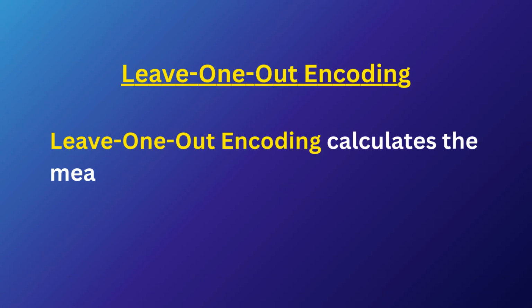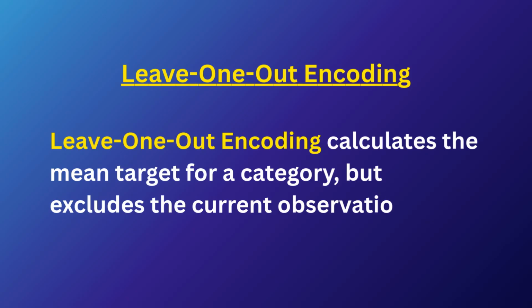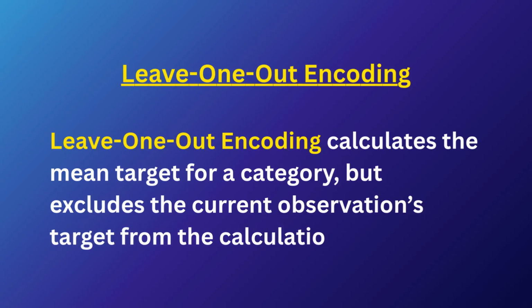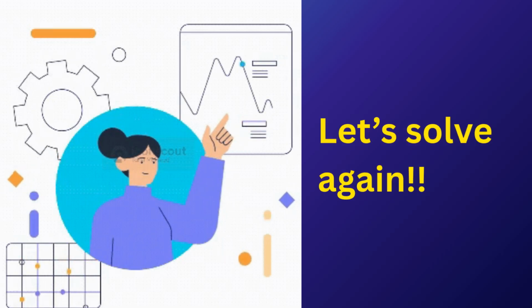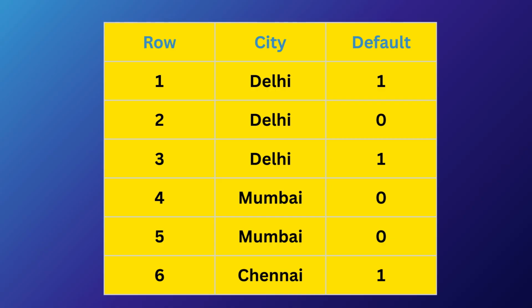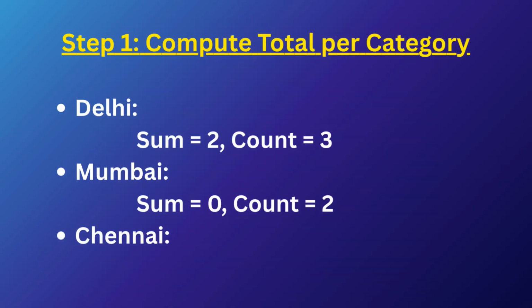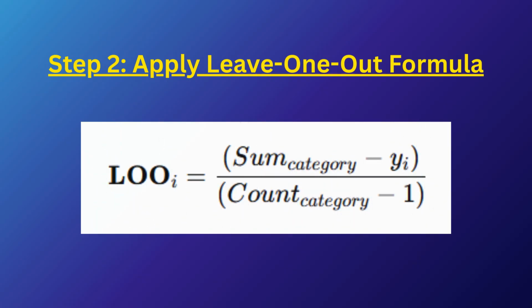Core idea. Leave one out encoding calculates the mean target for a category but excludes the current observation's target from the calculation. Let's take the same example. Predicting loan default. And the dataset. Step 1. Compute total per category. Step 2. Apply leave one out formula. The formula is now for row 1 with value Delhi and y equals 1.